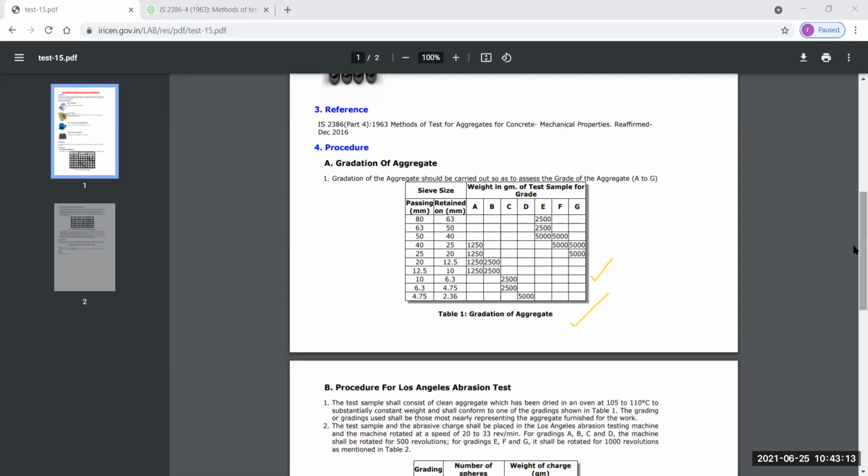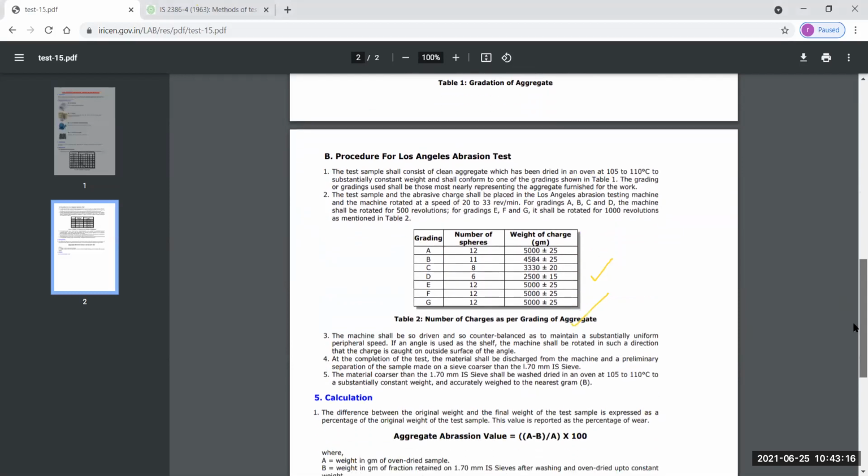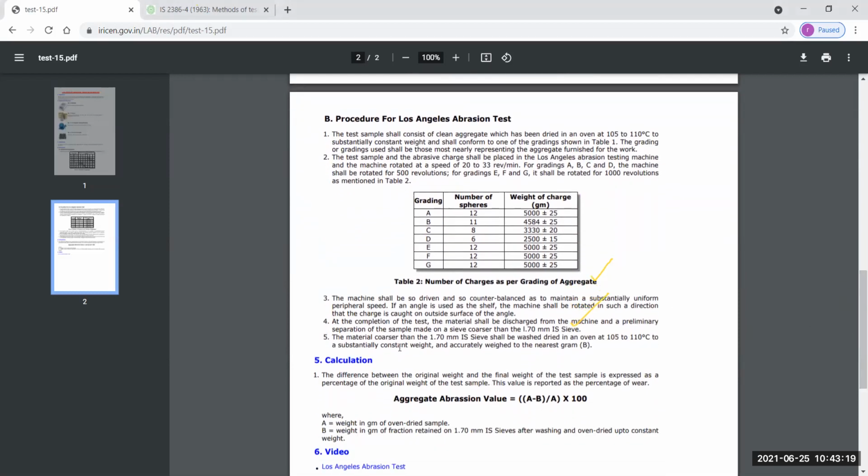So you all see this table 2. Here the number of spheres we use is 12 for one grading, and here the number of spheres we use is 11. So between 6 to 12 is the number of our steel balls. Number of spheres means the number of steel balls which will be given as its abrasive charge. The charge in grams is 5000 plus or minus 25. Here all the charges are given, so the number of charges for the grading of aggregate is also given.